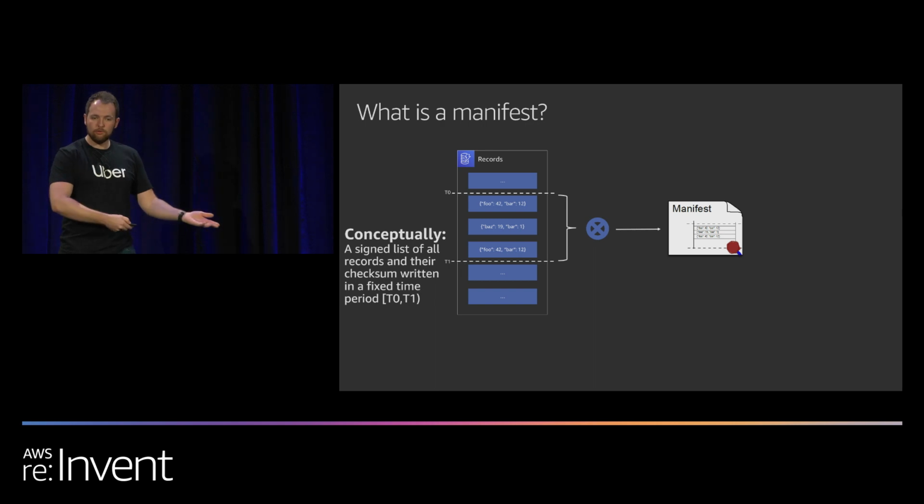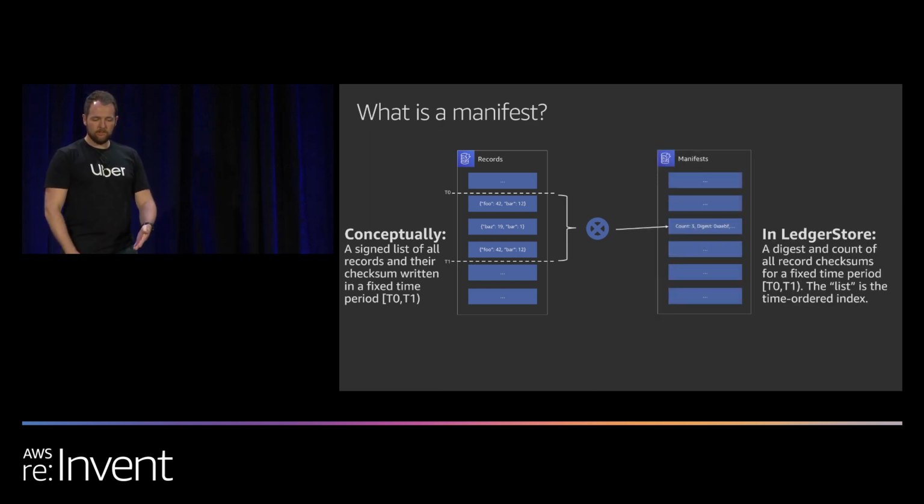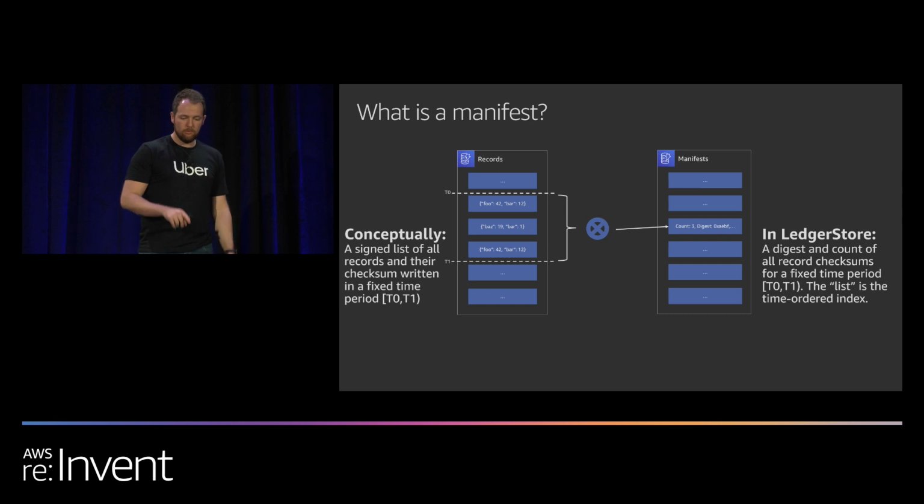And a checksum, so if you change anything, we would be able to detect it. In Legistar itself, a manifest is actually just a digest, a count of the number of records, and then the time order index becomes the list of elements. But from the digest and the count, we can then know whether the index is correct as well.